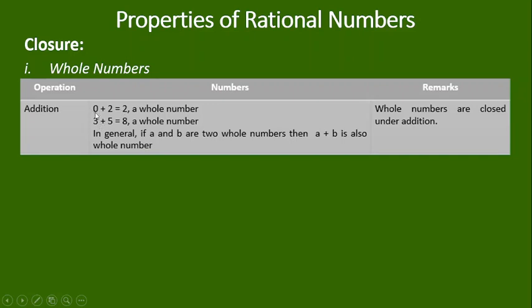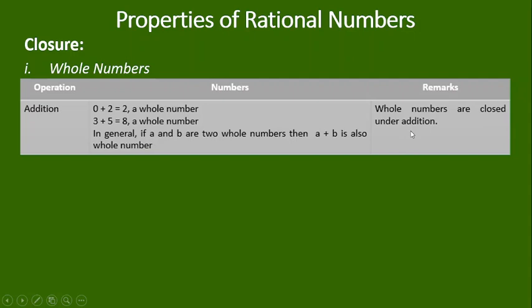So here we are considering two numbers 0 and 2. Both are whole numbers. So adding these two numbers, we are getting 2, which is a whole number. Similarly, considering numbers 3 and 5, by adding 3 and 5, we are getting 8. So this is again a whole number. So here we can say that if A and B are two whole numbers, then A plus B is also a whole number. So the remark which we can state is whole numbers are closed under addition.